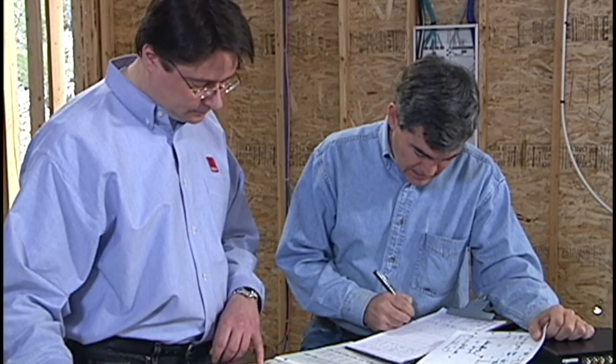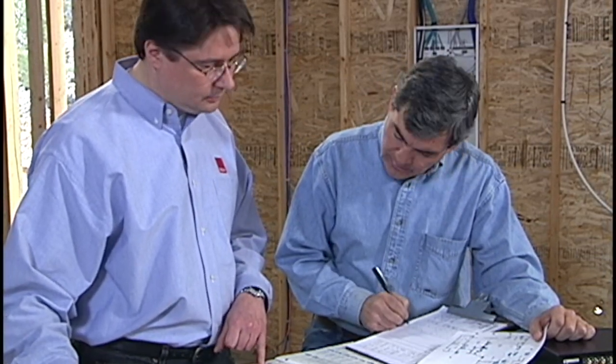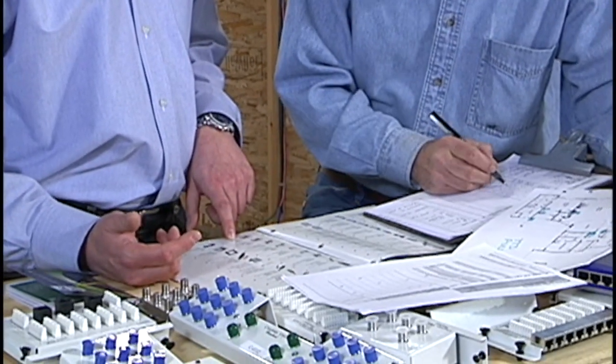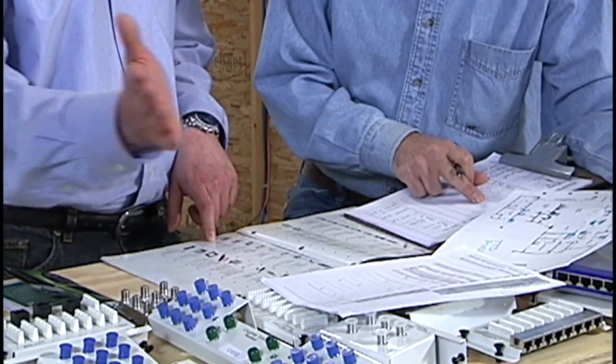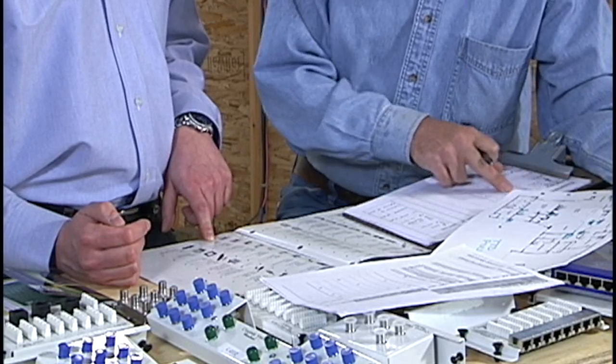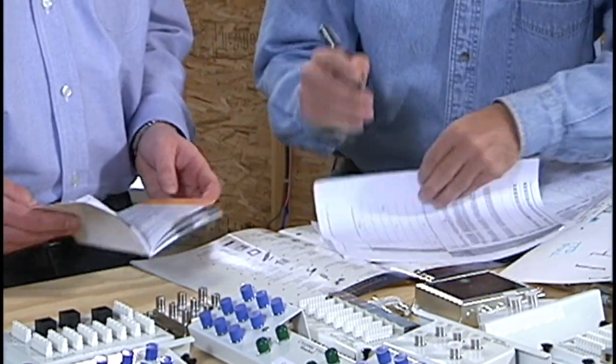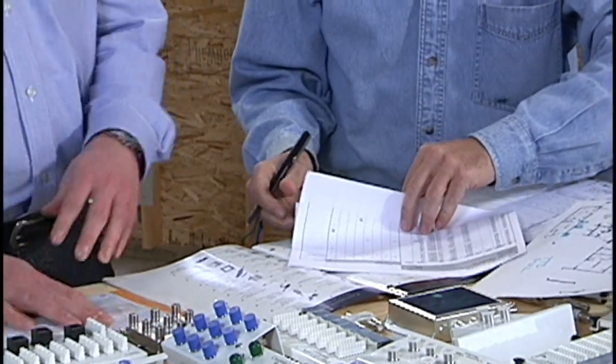Next, Rich and I completed our equipment list with all the parts we'll need for the job. We selected the wall plates and jacks and the distribution center network components, including the distributed audio equipment. We also made a list of the type and quantity of cable we'll need from the totals on the cable schedule.